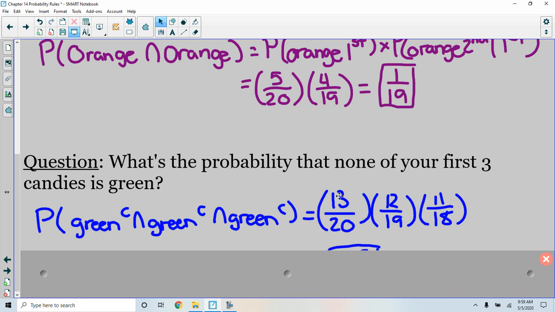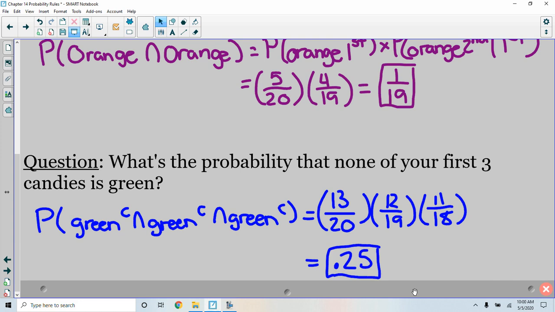So there's 13 candies to start with that are not green out of 20. And then if we pick a not green one out, there's 12 left over that aren't green out of 19. And then we pick another not green one out, there's 11 non-greens divided by 18 candies left. And when we do that multiplication, we get about 25%. So there's about a 25% chance of selecting 3 candies in a row that are not green.